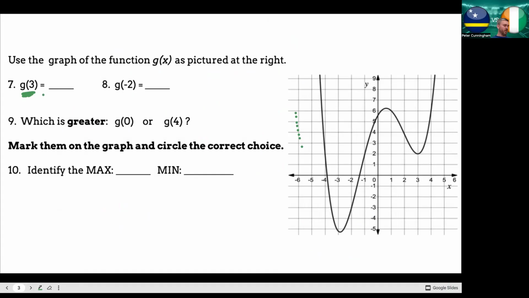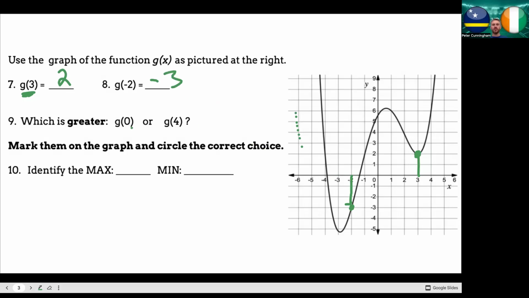All right, g of 3. That's just asking me what y is when x is 3 on this graph. So go to where x is 3. Boom. Find it. It's 2. Same thing here, but you're using negative 2 as your x. Negative 2 is x. Go down to the y. Make sure to keep the x's and y's straight. Got negative 3.